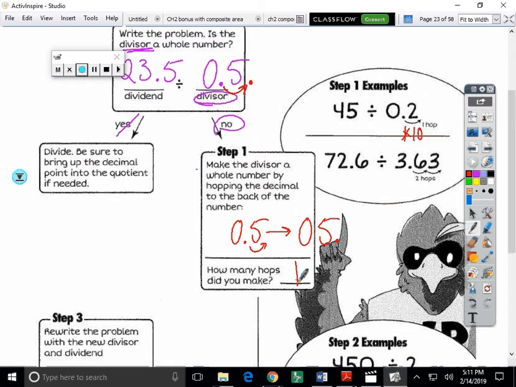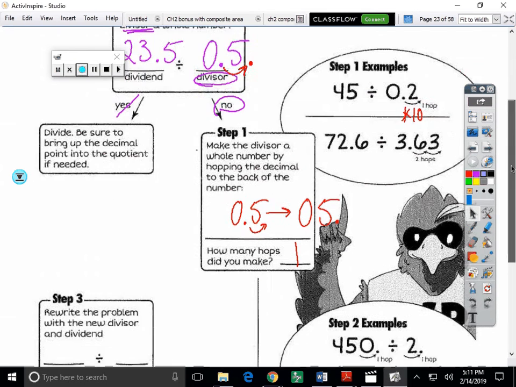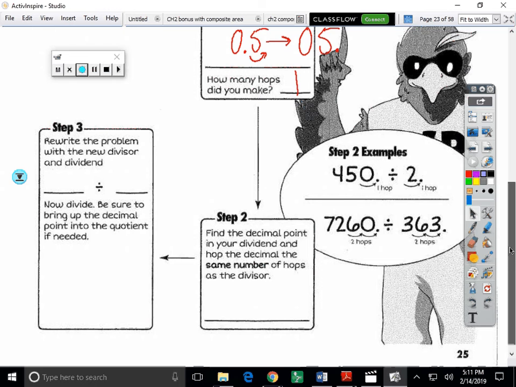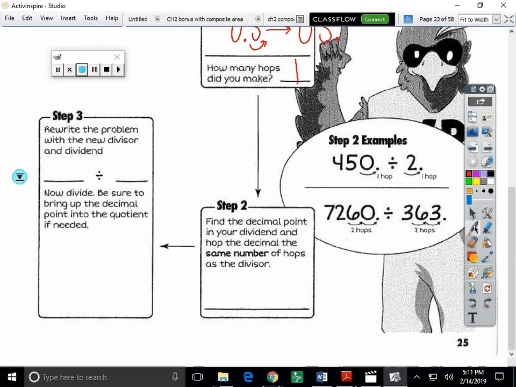Well, we're ready to follow our math breaker map. I'm looking for step 2. This is step 1, I'm all set. Next I need to fast forward to step 2. Let's see what it says down below. It says find the decimal point in your dividend and hop that decimal the same number, this is pretty important, isn't it, of hops as the divisor. So the same number of hops.